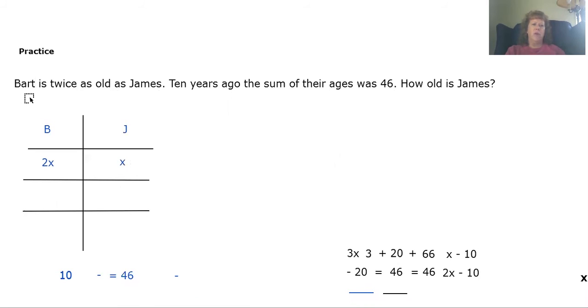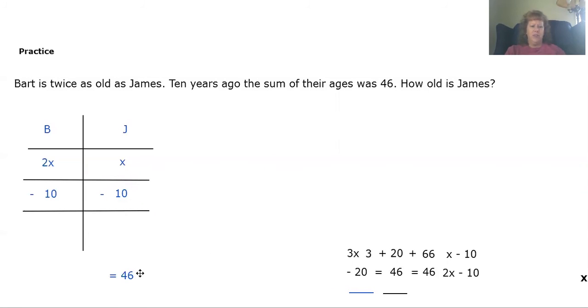So now if you say, well, why didn't you write twice at the bottom somewhere? We only do that when that's at the end of the problem. When the problem starts out, you write that on the first line right under their names, and it's written out to establish which person is X and which person is X plus more information. 10 years ago, so we're going to have to subtract 10 years from both Bart and James.